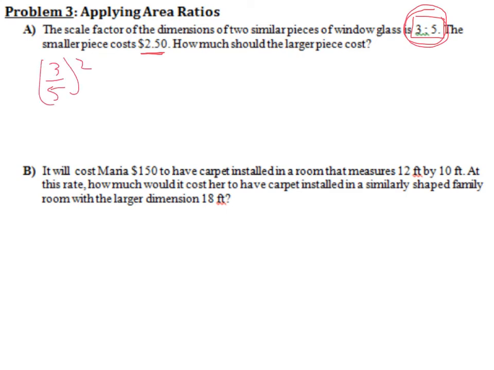So just like the last problem, except this is more like a word problem. So 9 out of 25 for my area. The smaller piece is 250, so I have to make sure to put the 250 on top so it matches where my smaller piece is. And then cross multiply and divide, and you should get that the larger piece would be $6.94.